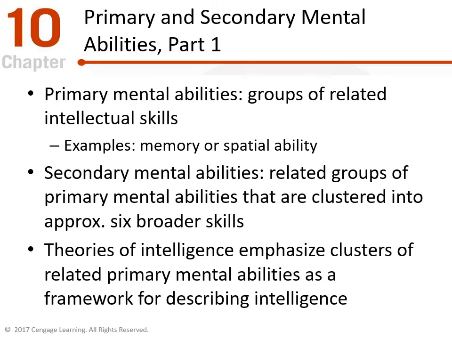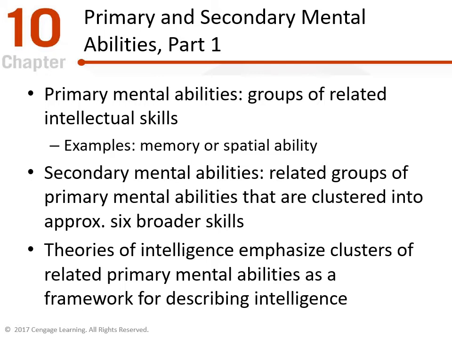Now let's take a look at primary and secondary mental abilities and how that interacts with theories of intelligence. Primary mental abilities are groups of related intellectual skills. So you group your skills into a group. They've identified 25 primary mental abilities. Some examples are your memory or your spatial ability. Then you have secondary mental abilities, which are a little subgroup. So if you have memory, you might have a little subgroup of it. These secondary mental abilities are related to your primary mental abilities, and they're clustered into approximately 6 broader skills. Theories of intelligence emphasize that these clusters of related primary abilities are the framework for describing intelligence.